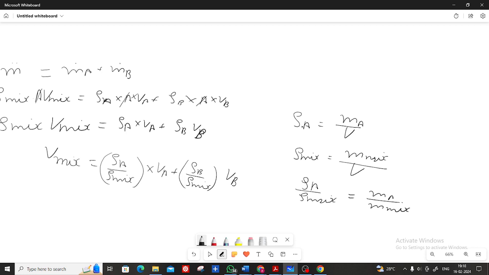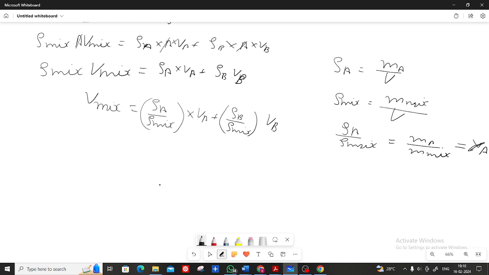Whoever was asking this question, is this clear to you? Is this not YA? Yes, sir, this is YA. So if you replace it here, velocity of mixture is equal to YA into velocity of A plus, similarly, YB into velocity of B.